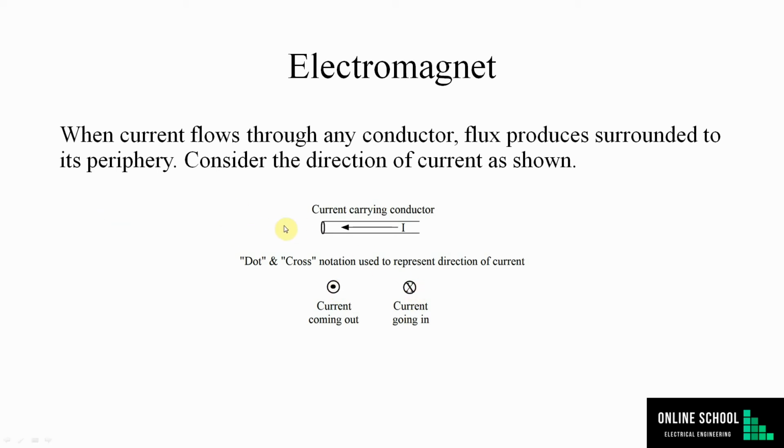If current is going inside, opposite to this direction, then when we are viewing from this side, we represent current going in by the cross notation. So when current is coming out, we use the dot notation, and when we want to represent current going in, we use the cross notation.